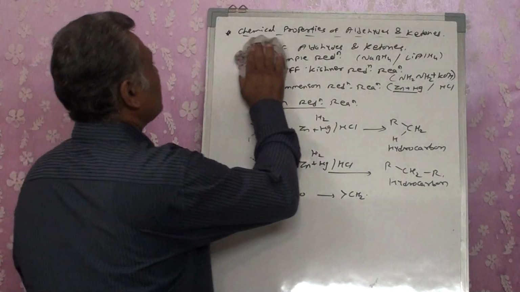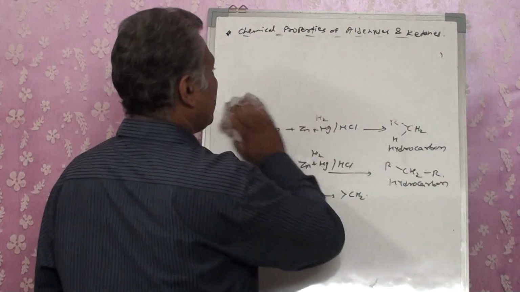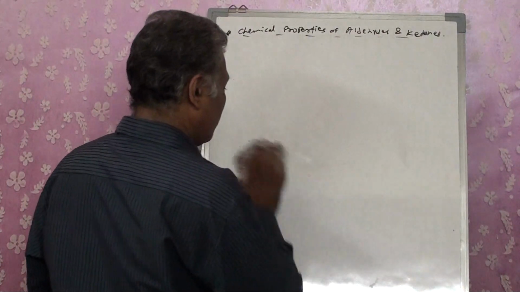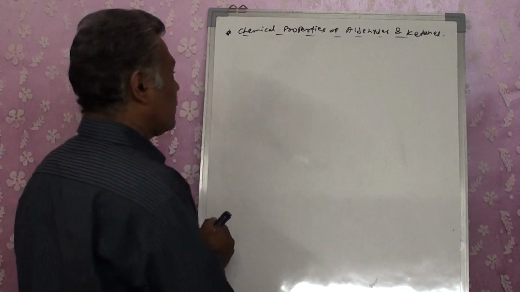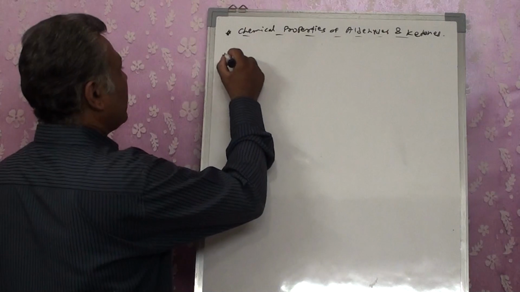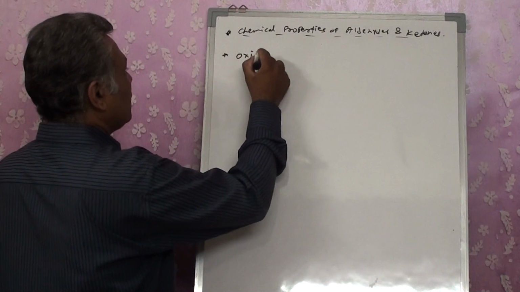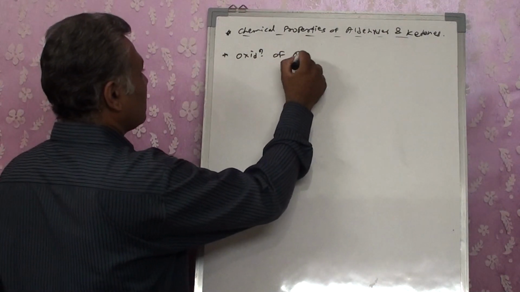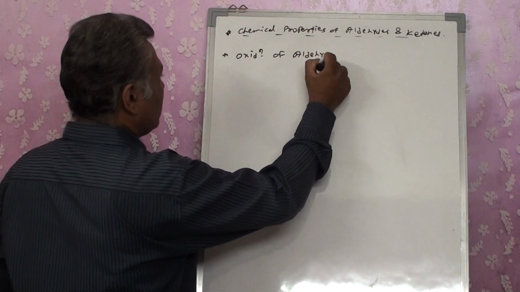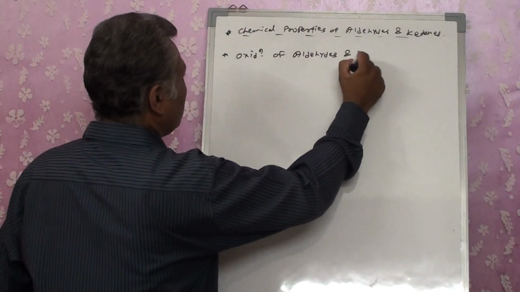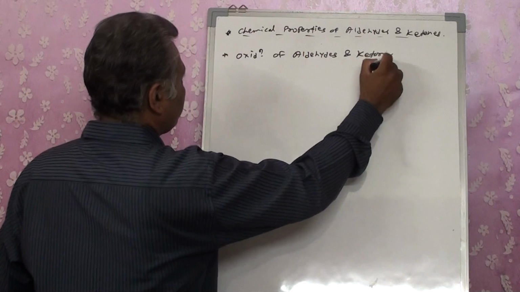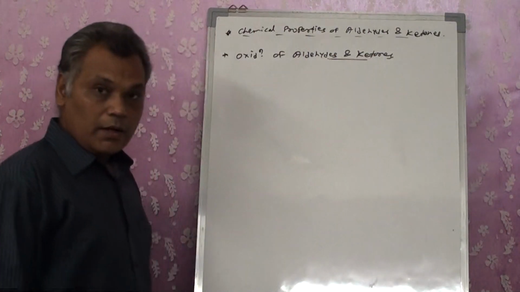Right? The next one we will be going through is oxidation of aldehydes and ketones. We saw the reduction. The next one we will take is oxidation of aldehydes and ketones.